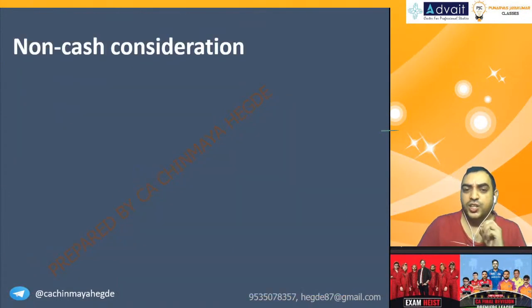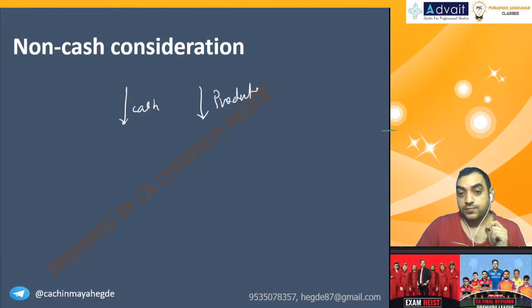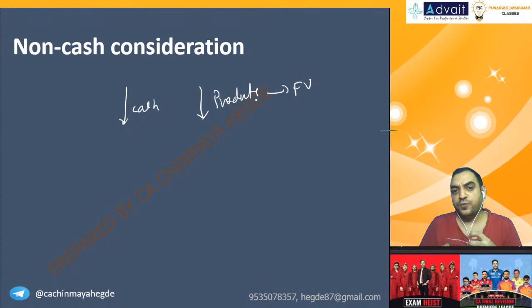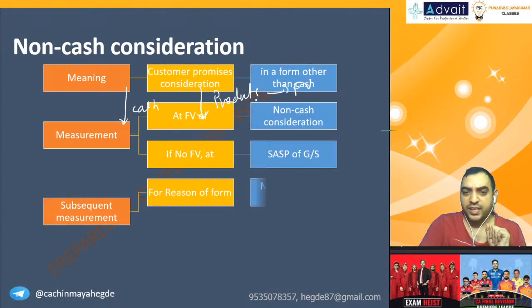Non-cash consideration. So apart from receiving cash from customer, you also receive other products, like exchange of assets. I told you, in that case you go for fair value of assets. You receive cash and you receive fair value of the assets together. That will be your sales consideration. That is a straight point.